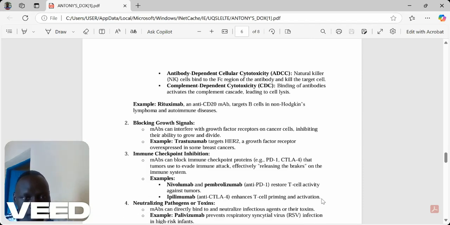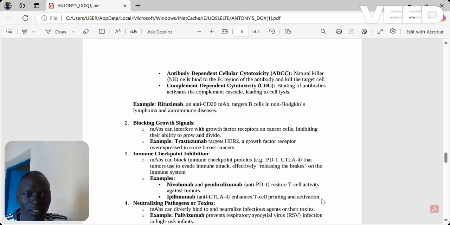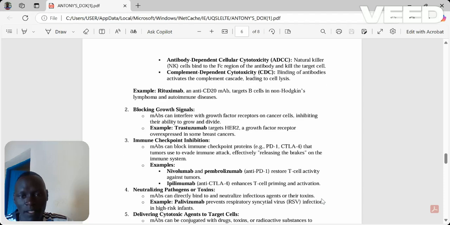Antibody-dependent cellular cytotoxicity: natural killer cells bind to the Fc region of the antibody and kill the target cell. And CDC: binding of antibodies activates the complement cascade, leading to cell lysis. Example, we have rituximab, an anti-CD20, which targets the B cells in non-Hodgkin's lymphoma and autoimmune disease.